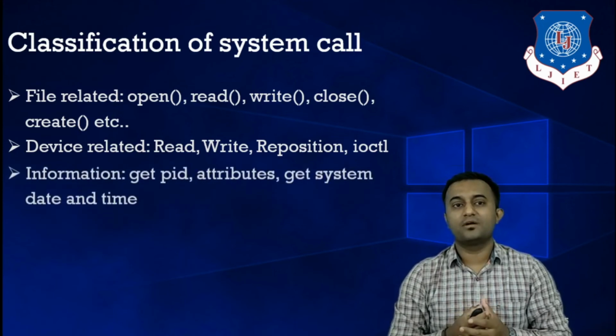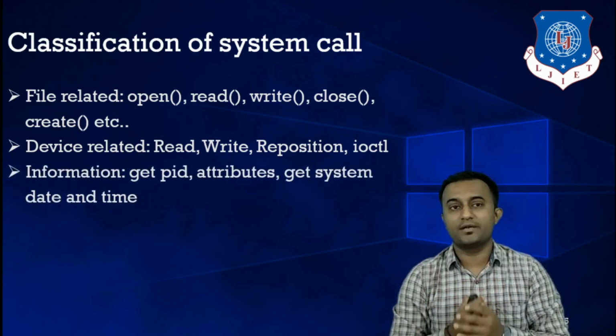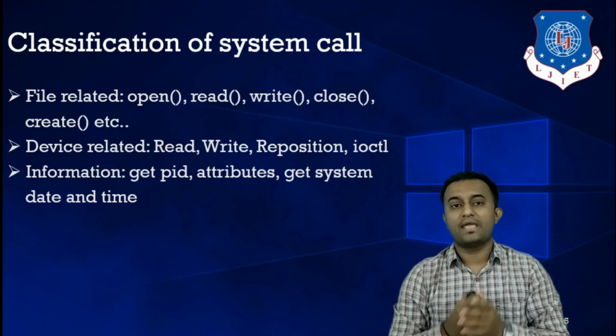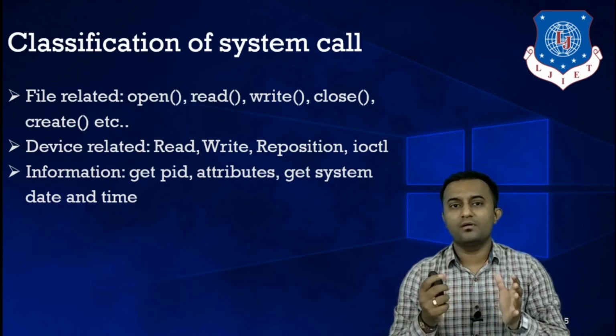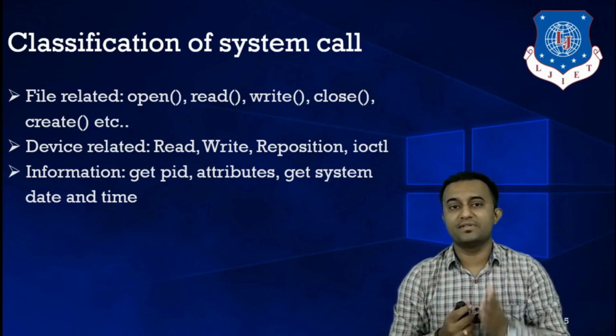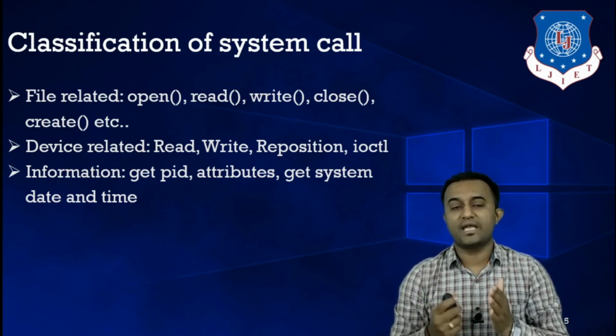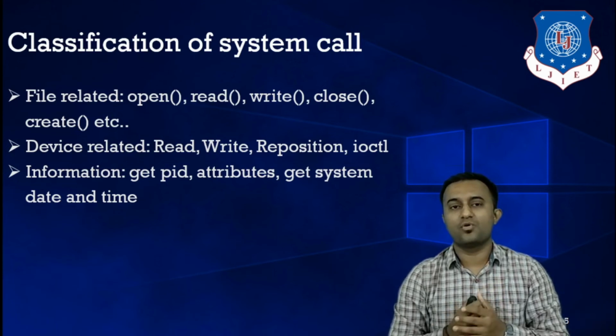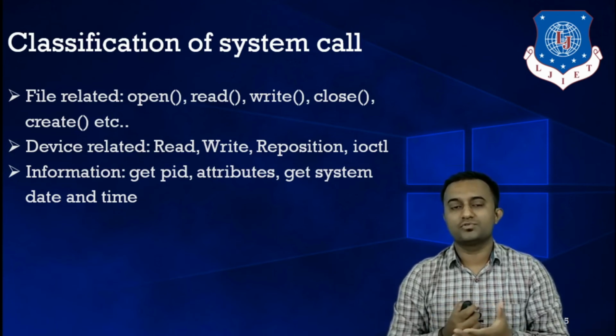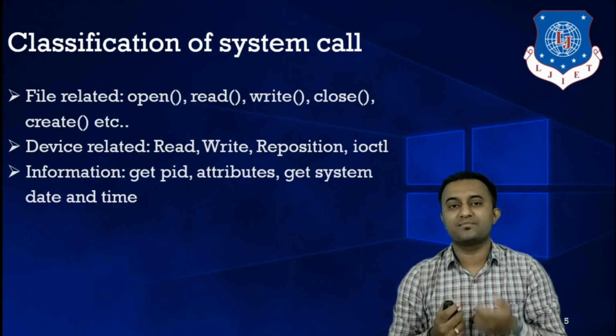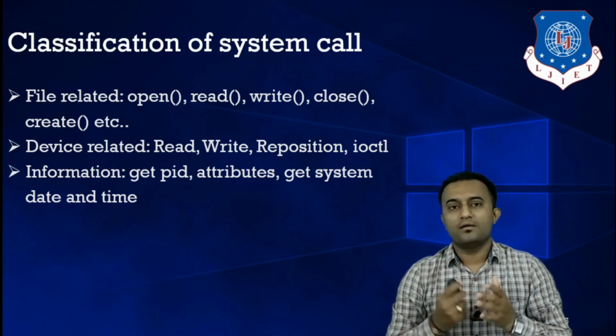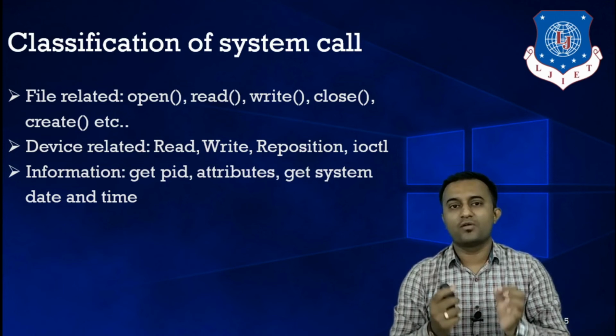Fine. Then the third category is information related system calls, like get PID. Get PID means what? Get process ID. Suppose there are attributes we have in this case, like get system date and time. So what it means actually in this particular category, information system call, suppose you have a program, or for example a file, say an audio file.